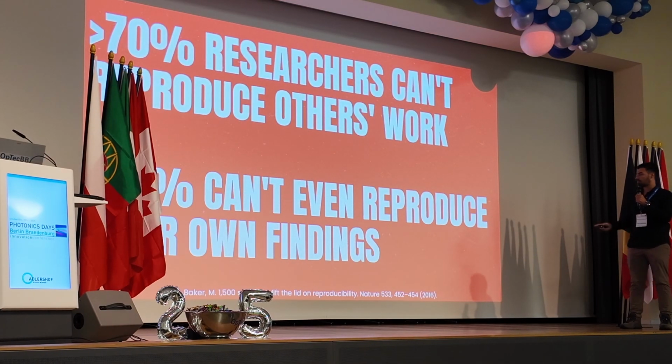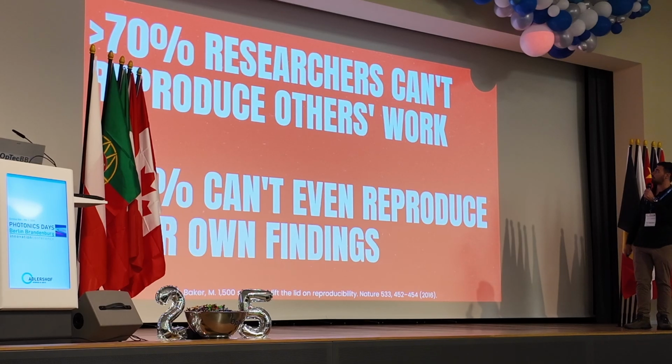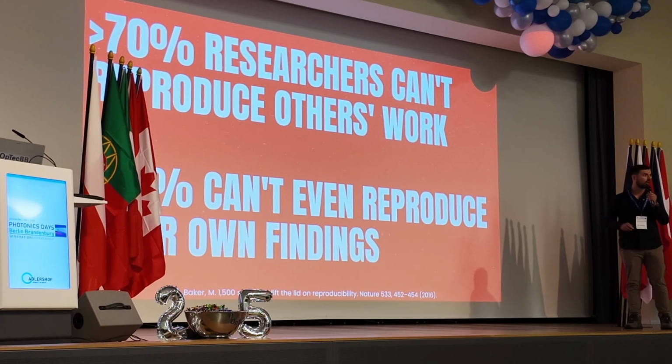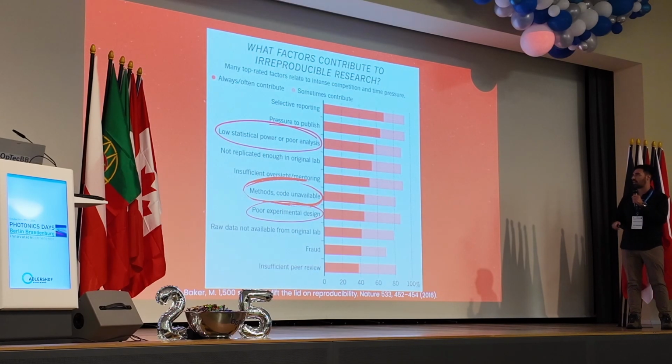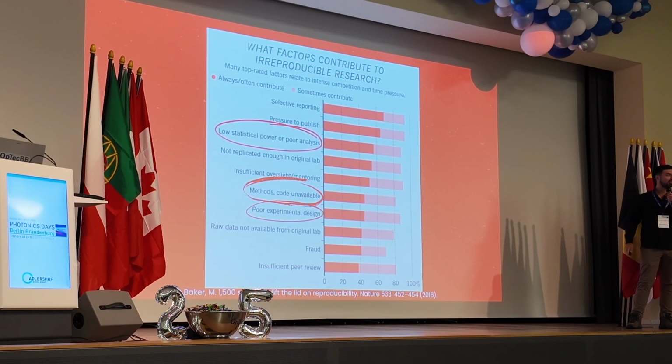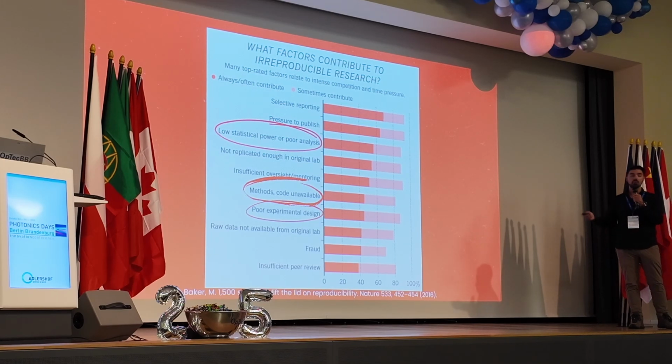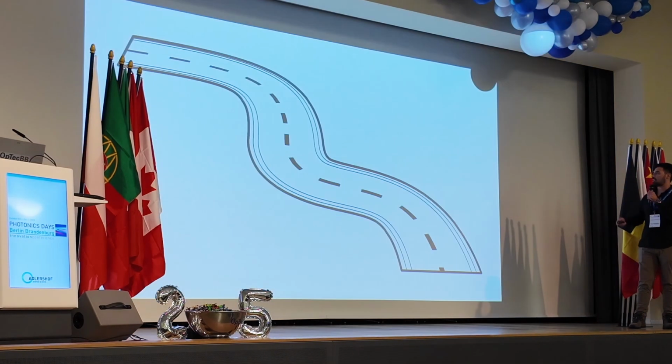A Nature survey from 2016 found that more than 70% of researchers can't reproduce others' work, and more than 50% can't even reproduce their own findings. Reasons for that are low statistical power or poor analysis, methods and code unavailable, or poor statistical experimental design.